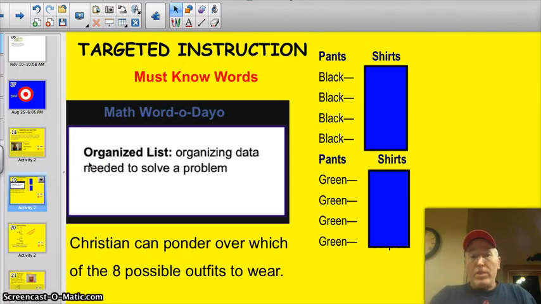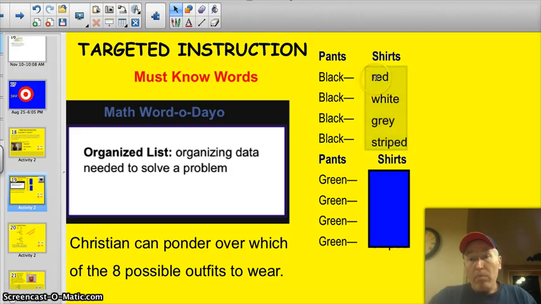So in order to solve this problem, you have to understand what an organized list is. It's any way that you come up with to share or organize the data so that you can provide the answer to a question. So here's one way of doing it. He's either going to wear black pants or green pants. So I just put down black, black, black, black, because he's got four shirts, right?